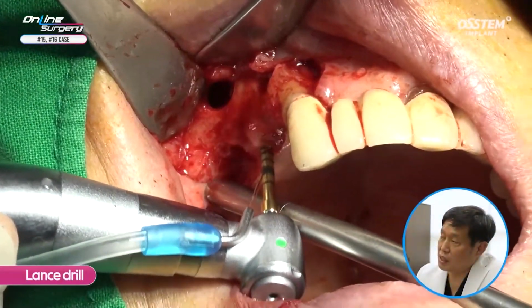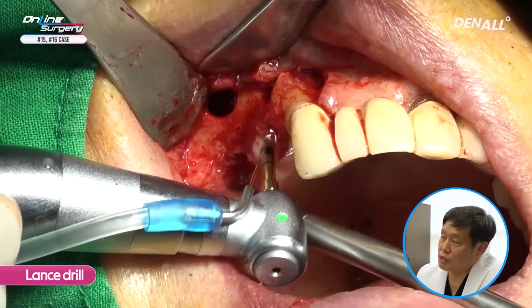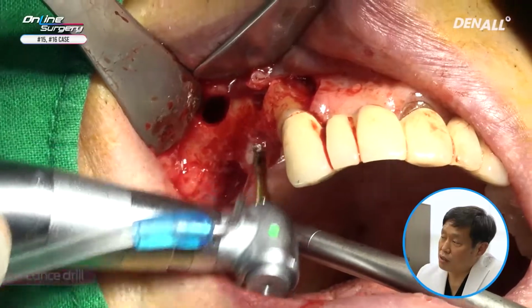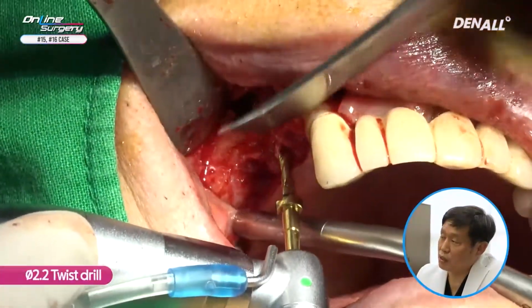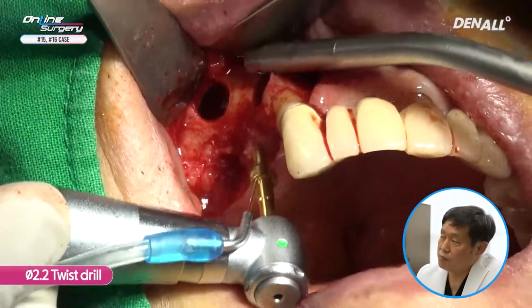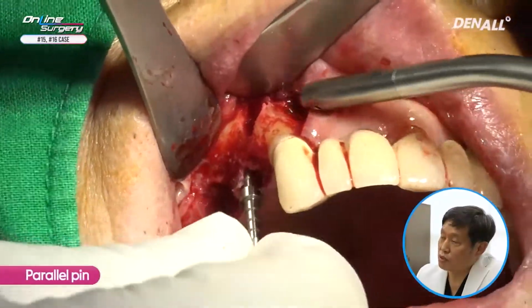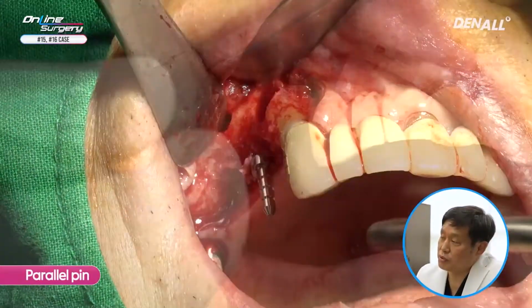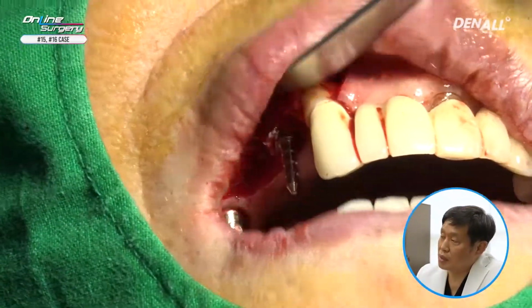Lance drill is used. In the desired position, in number 15, the drilling position is checked. The 2.2 twister drill is used. You can see that it's connected to the sinus floor. A parallel pin is used to check the position. I'm checking the relation with the antagonist.